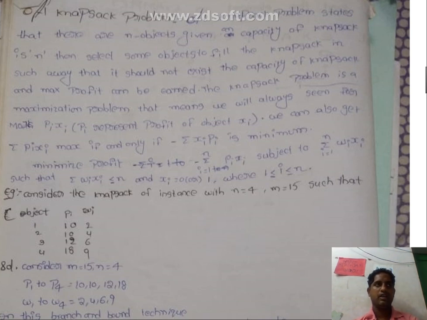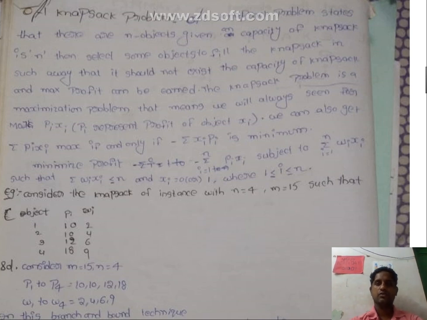So here P is the profit, that is pi, W is the weight, that is wi, total capacity equal to m, and the number of objects is 4. Based upon this we can solve the 0-1 knapsack problem. If we get a positive value, then it is the maximum of pi xi. If we get minus sigma xi pi, it is a minimum. So with this problem we can always get the maximum profit and fill the objects in a particular knapsack or bag.